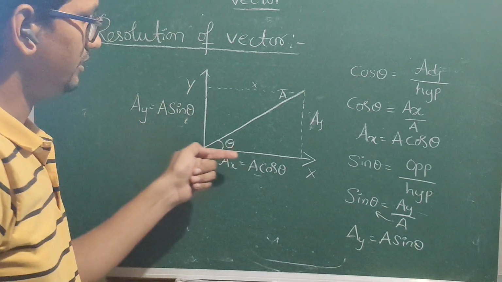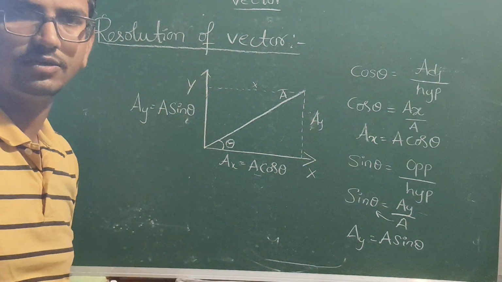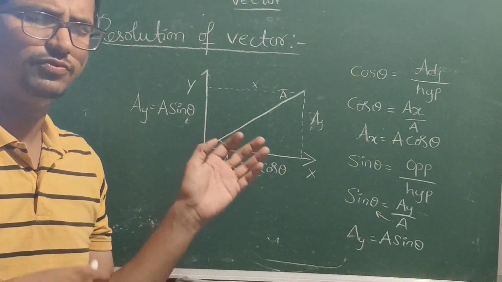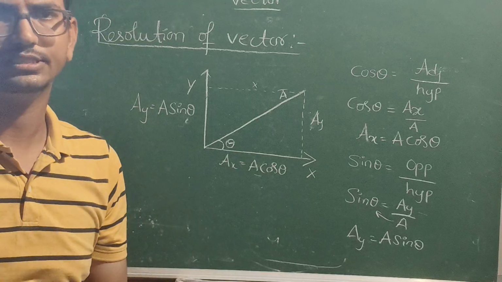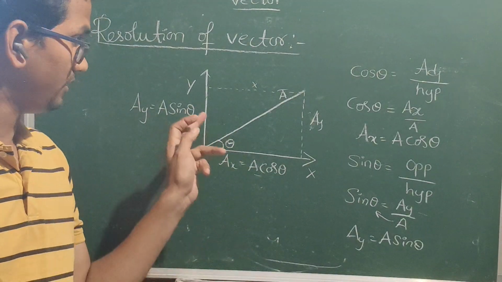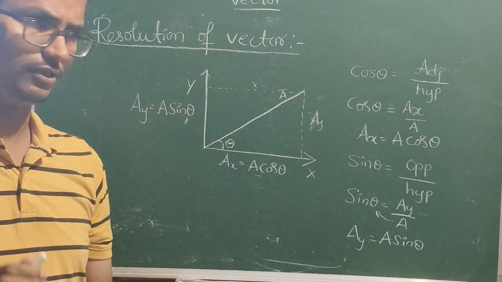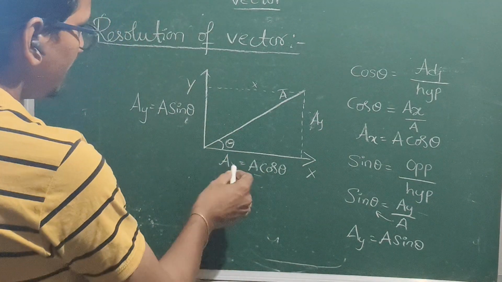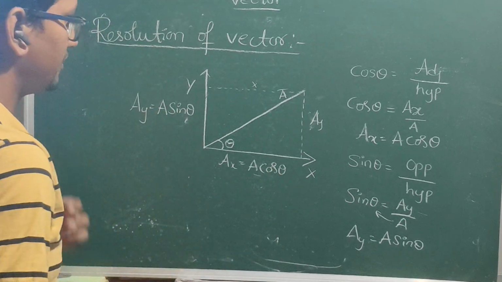This is the horizontal component and this is the vertical component. For displacement, force, or any physical quantity, we consider the adjacent side to give the cos component and the opposite side to give the sine component. So AX is equal to A cos theta, and AY is equal to A sin theta.